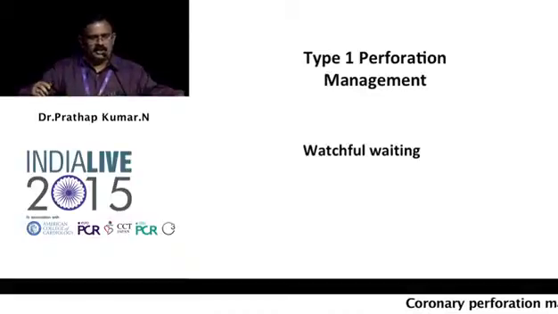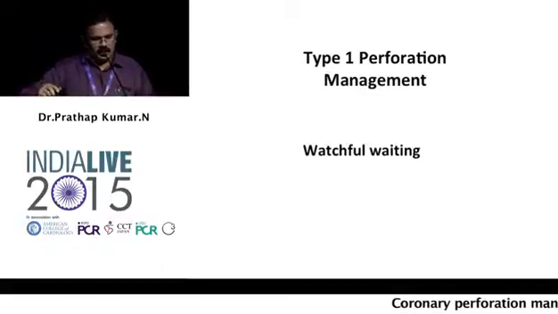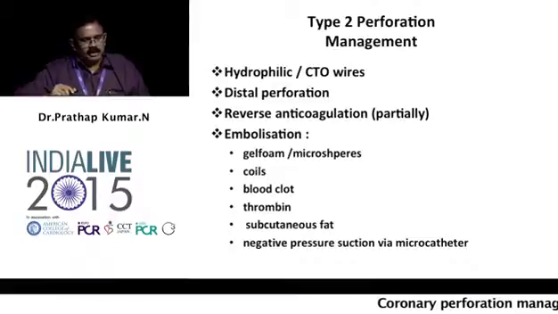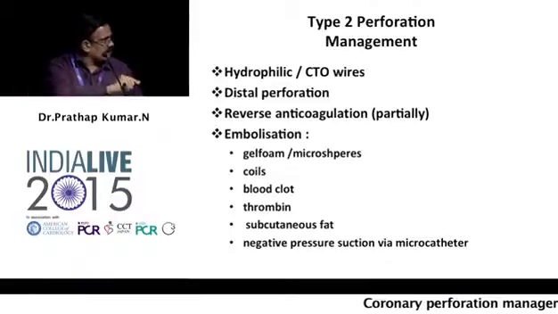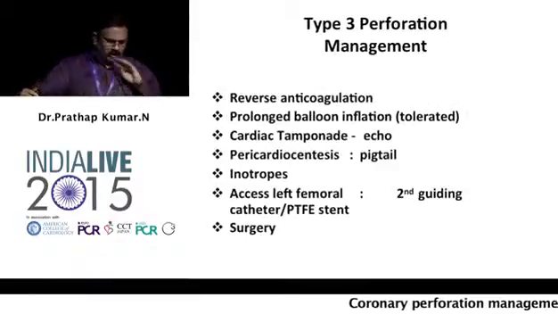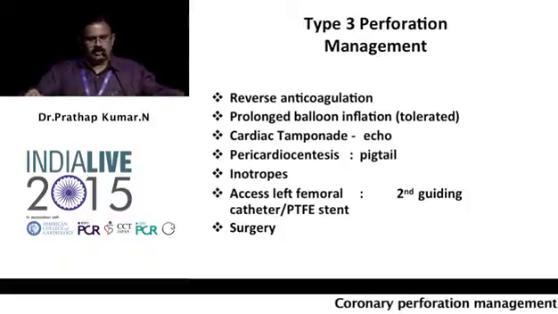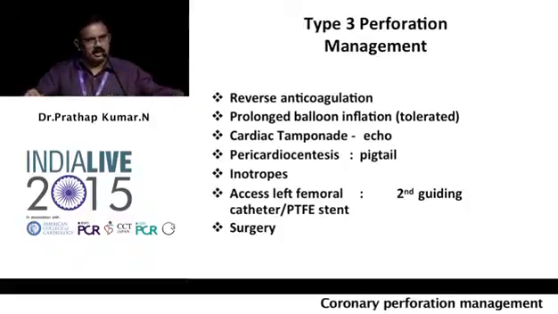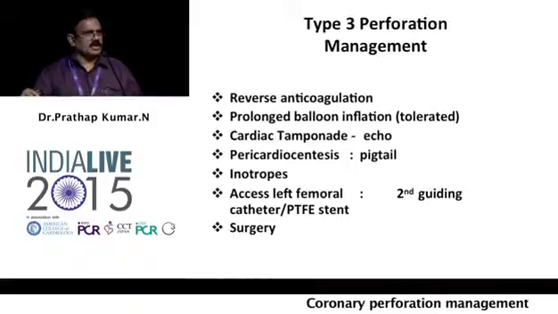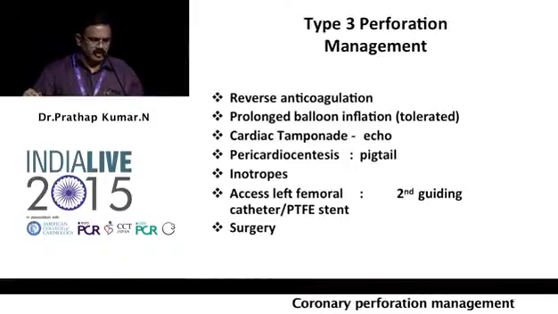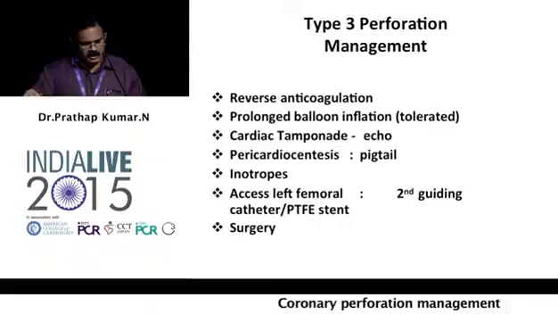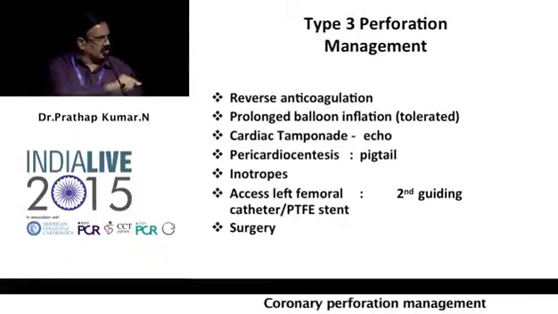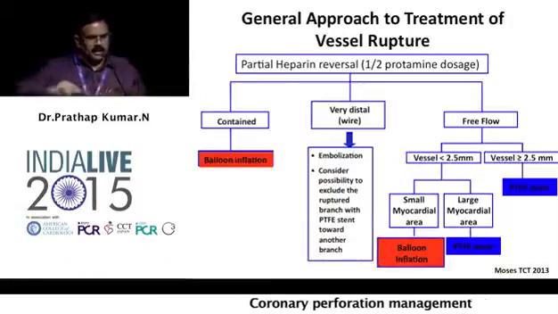Type 2, basically hydrophilic wire is the cause. Embolization is one treatment. Reverse anticoagulation is to be done. Type 3, reverse anticoagulation, prolonged balloon inflation, cardiac tamponade, to watch for echo, pericardiocentesis, pigtail should be ready, inotropes, access the left femoral catheter for the second guiding catheter. Surgery is the last choice.